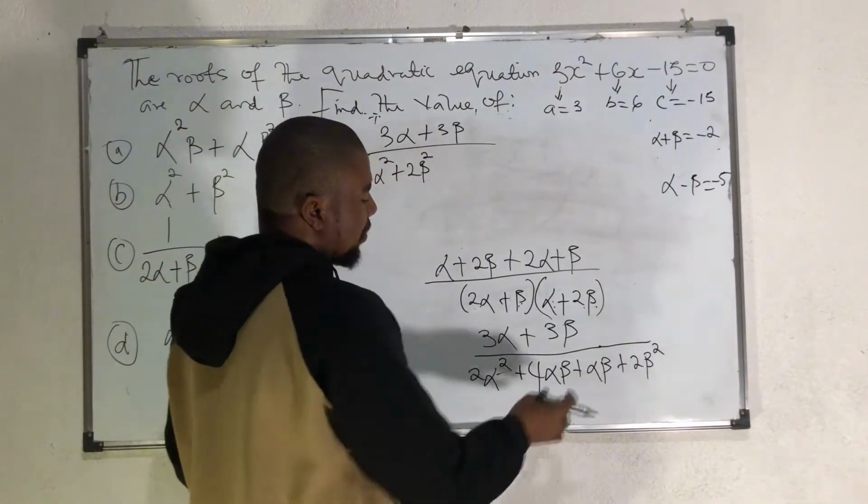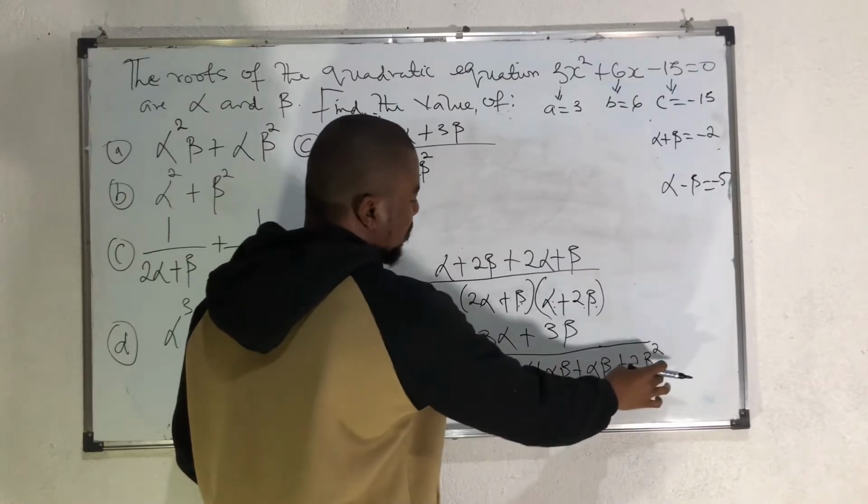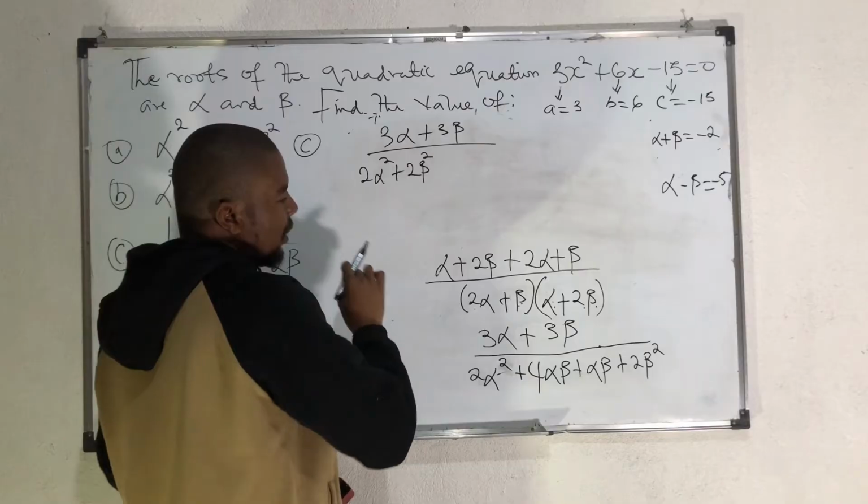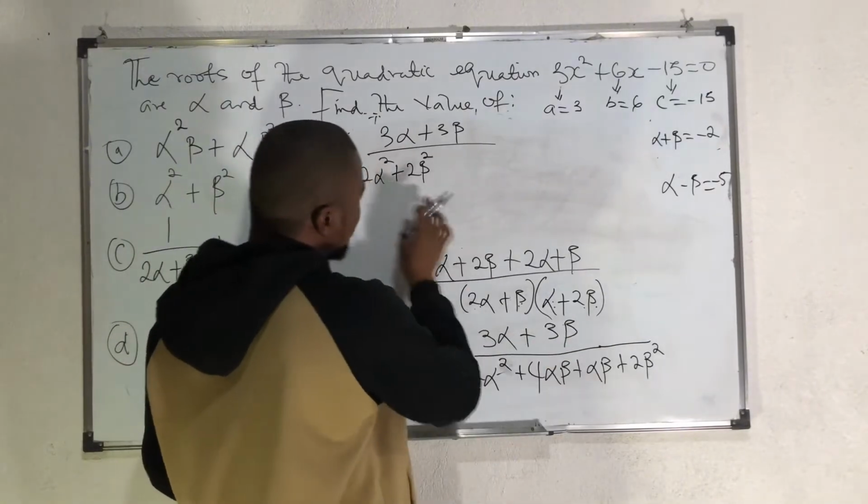It doesn't matter whether I bring this one first or this one. It does not really matter. You'll still get the same answer. Therefore, based on this property, we can pick this and bring them together.